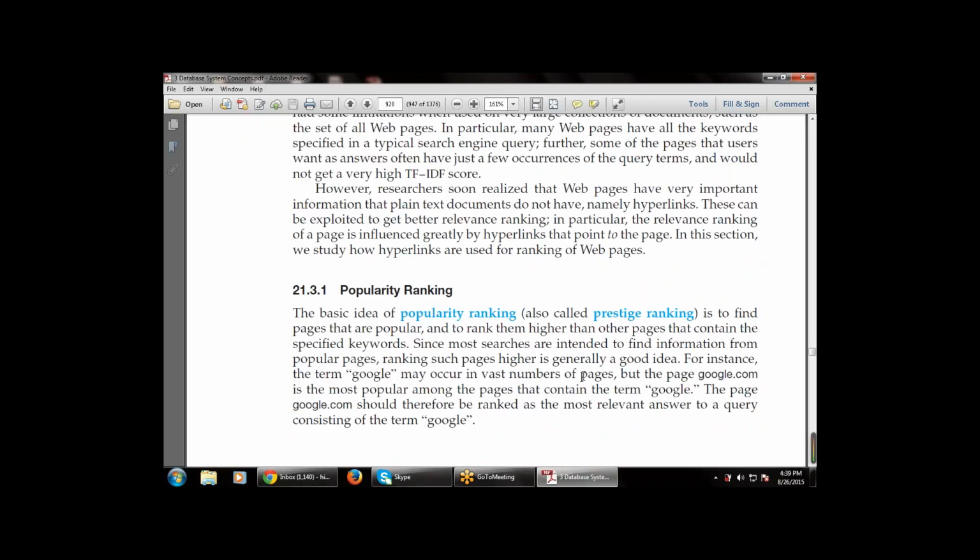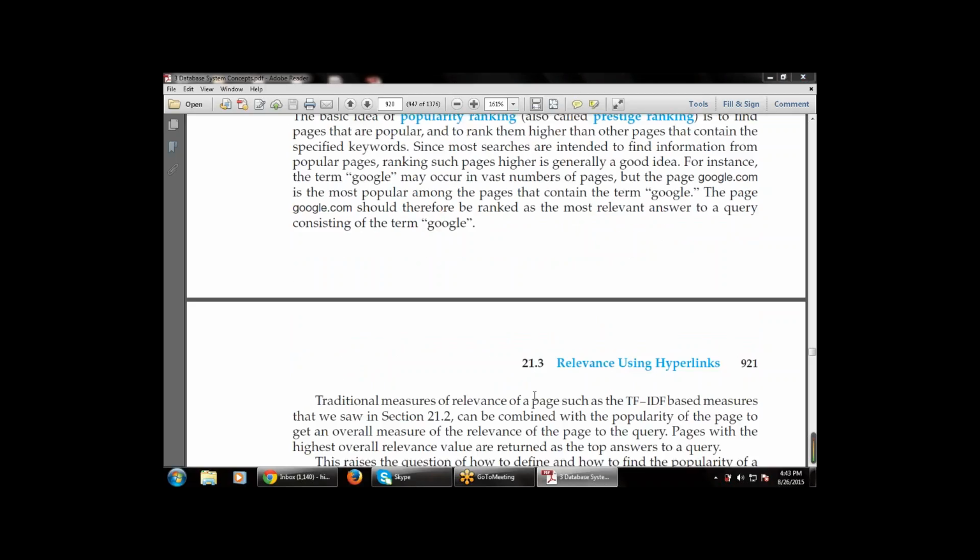The page google.com will be ranked as the most relevant answer to a query consisting of the term Google. So if I search for Google information and enter google.com, the relevant page is one from which we can search any information. We can say Google is a search engine that is used to search any information that contains multiple hyperlinks, used to move information from one page to another page.